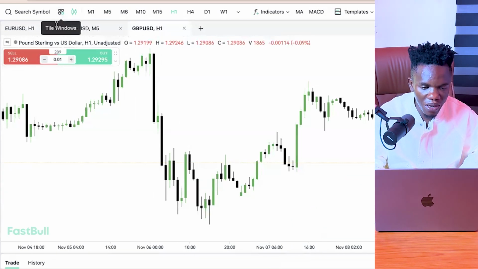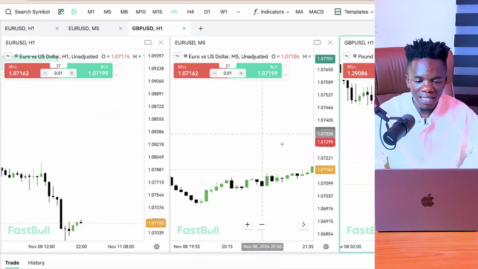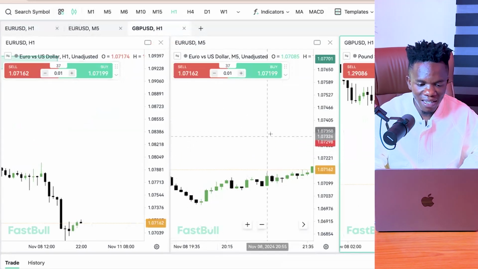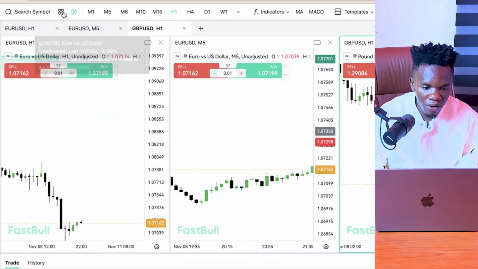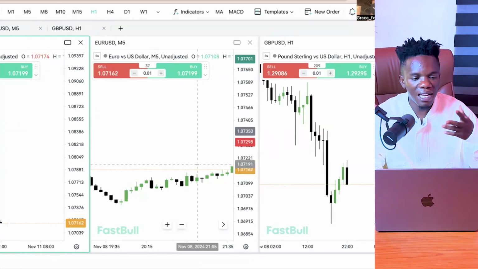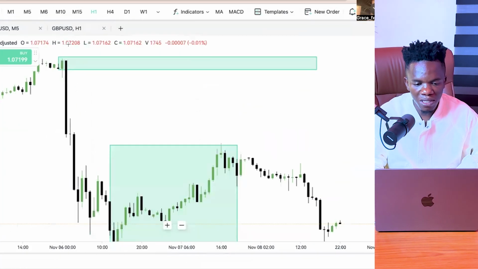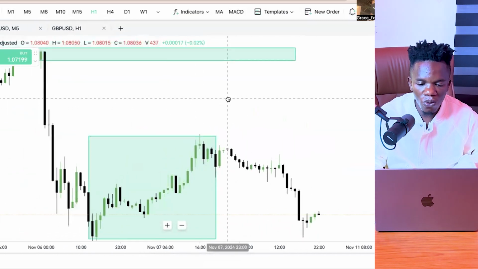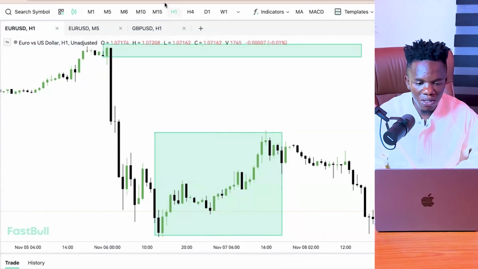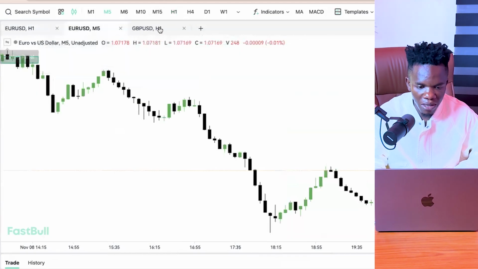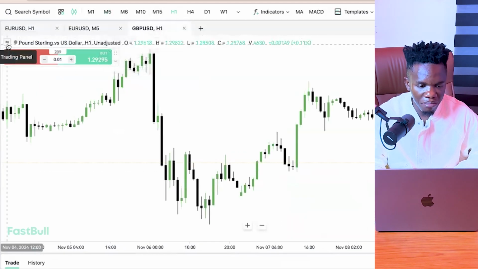Look at these tile windows. If you click on it, you can split all your charts into one screen, and you can monitor them in real time. That is one beautiful thing I love. If you want to maximize any one of them, just click on this maximize button and you come back to only this singular chart. You can hide all these things here and make your chart very clean.